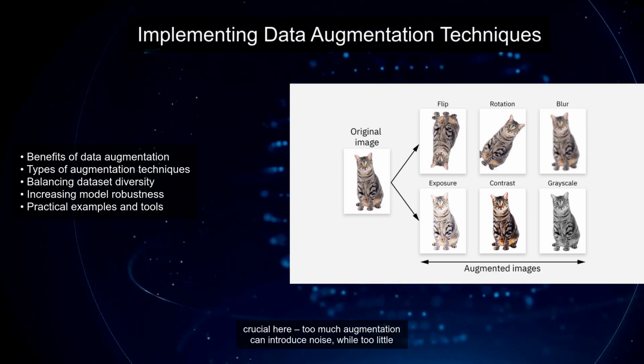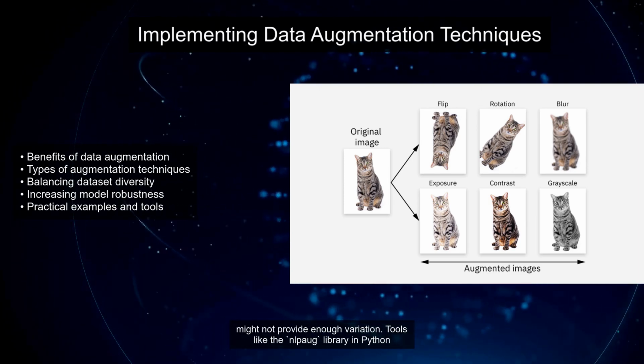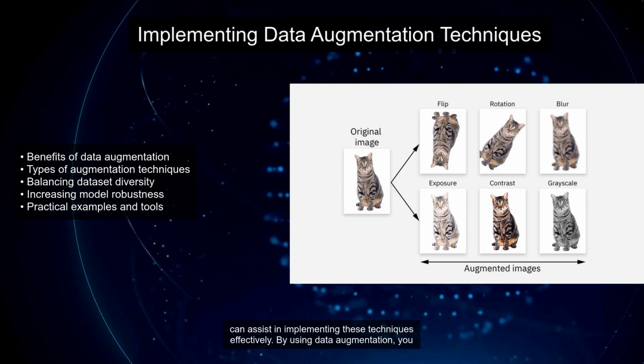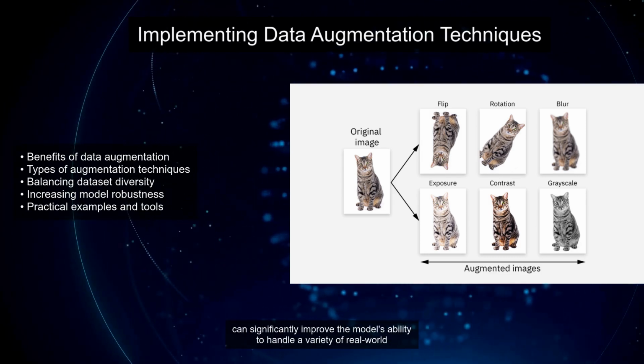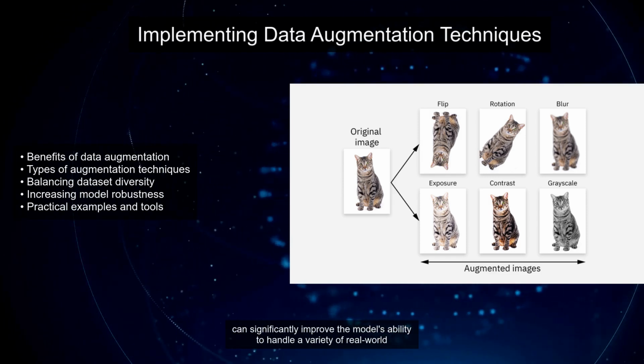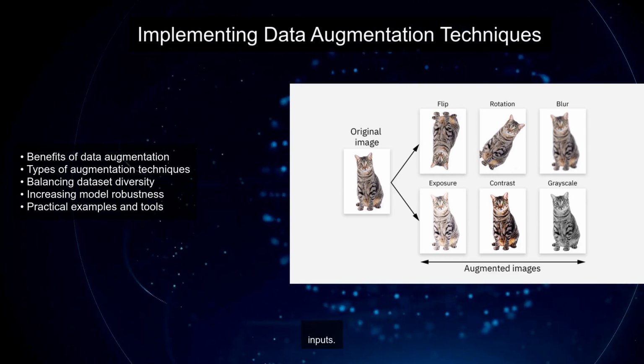Balancing dataset diversity is crucial here. Too much augmentation can introduce noise, while too little might not provide enough variation. Tools like the NumPy library in Python can assist in implementing these techniques effectively. By using data augmentation, you can significantly improve the model's ability to handle a variety of real-world inputs.